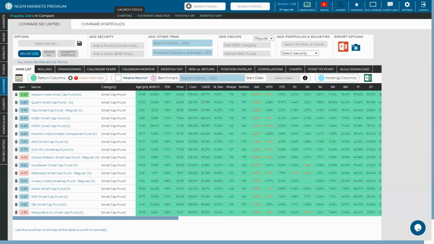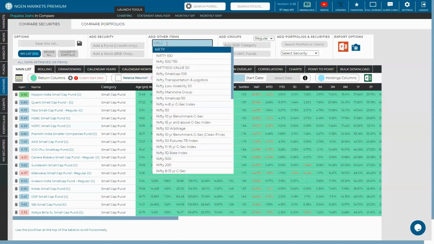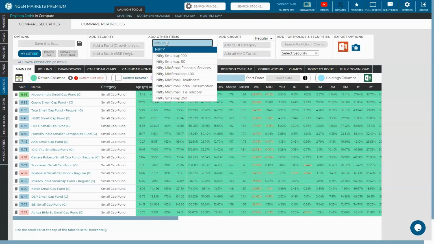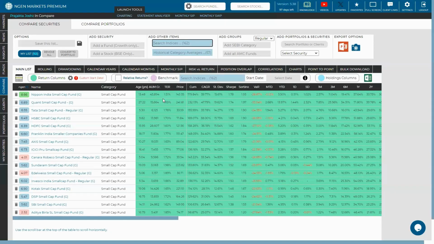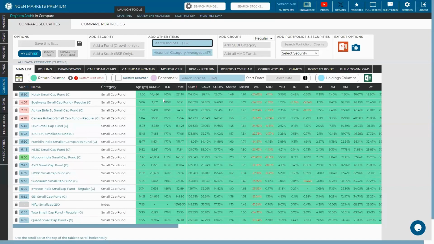Now, in this case, of course, we are doing a peers comparison, but in order to add in a flavor of a benchmark here, let's do one thing. Let's go here at the top and add in a benchmark for this small cap category. Because these are small cap funds, I will add in a Nifty Small Cap 250 as a benchmark. I just need to search here, and this benchmark gets added here as a row item. Nifty Small Cap 250 is right there.